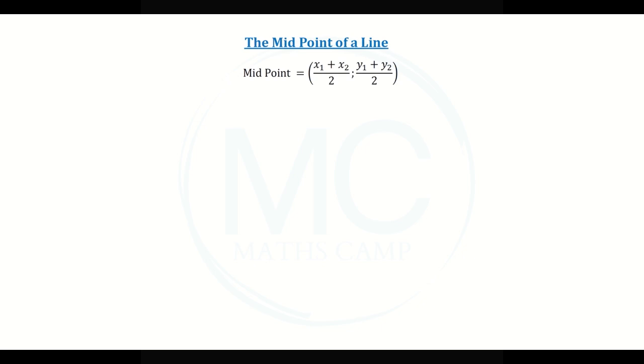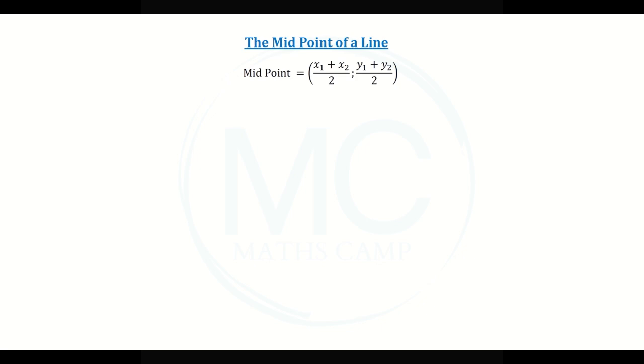To find the x-coordinate of the midpoint, we say (x1 + x2) divided by 2. And to find the y-coordinate, we say (y1 + y2) divided by 2. Once again, x1 and y1 are the x and y coordinates of one point, and x2 and y2 are the x and y coordinates of the other point. It does not matter which point you assign as point 1 and point 2. The midpoint will be the same.